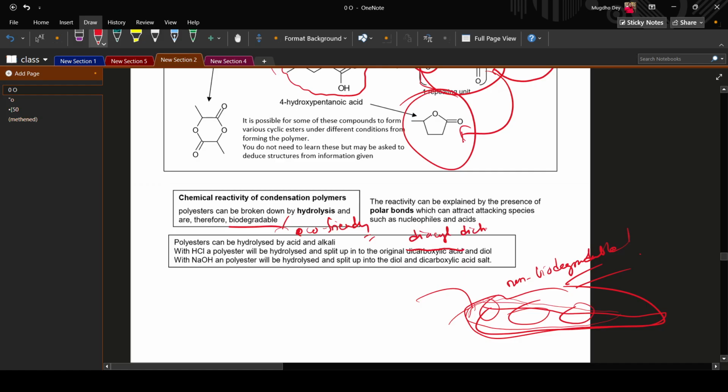Diacyl dichloride and diol will be produced. Okay, that's how it goes. And this part is pretty simple. Obviously a diol and a dicarboxylic acid salt.